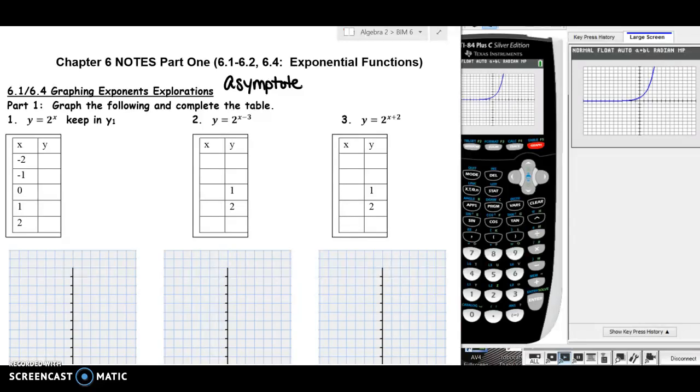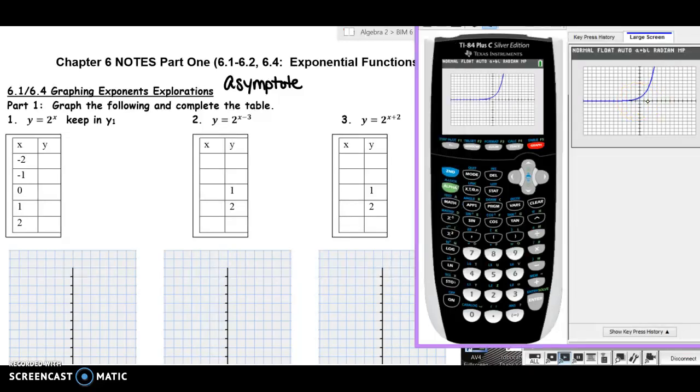So this graph has an asymptote at y equals 0. Remember, y equals 0 is a horizontal line. So there's a horizontal line at y equals 0 that this graph is not going to cross.